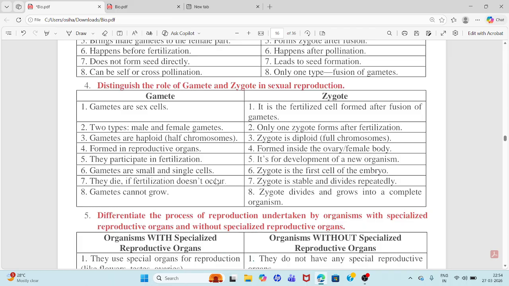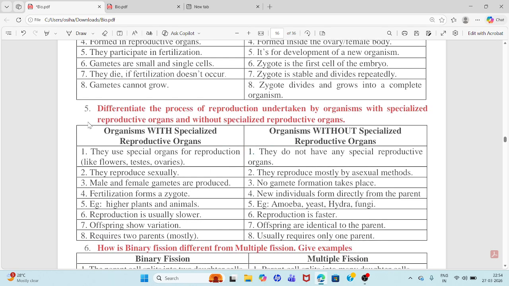Gametes are small, single cells. Zygote is the first cell of the embryo. Gametes die if fertilization does not occur. Zygote is stable and divides repeatedly. Gametes cannot grow. Zygote divides and grows into a complete organism. Fifth question: differentiate the process of reproduction undertaken by organisms with specialized reproductive organs and without specialized reproductive organs.